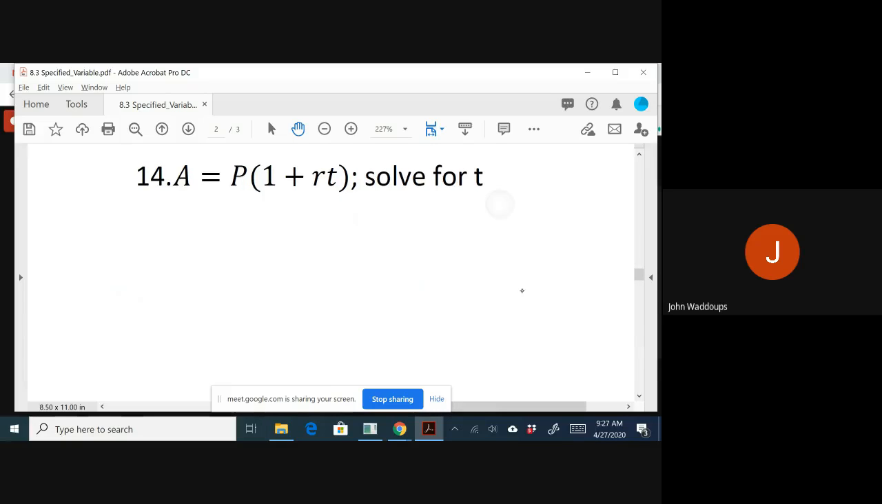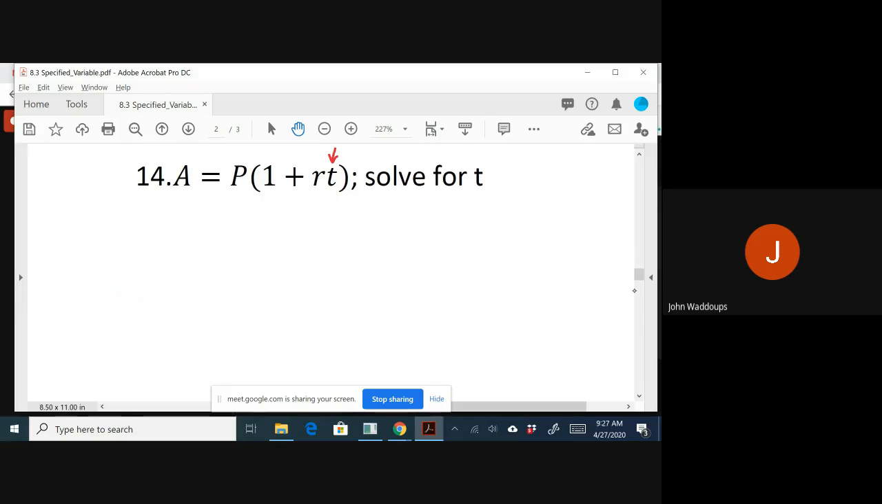Okay, so here we're solving for t. Now, we see p, and we've got parentheses. We've got a couple different options here. We could take p and multiply p times 1 and p times rt, but that actually doesn't make it any easier to solve. It just gives one more thing that we have connected to t.